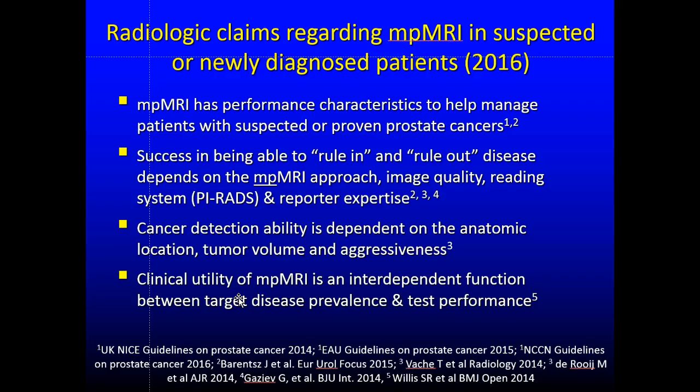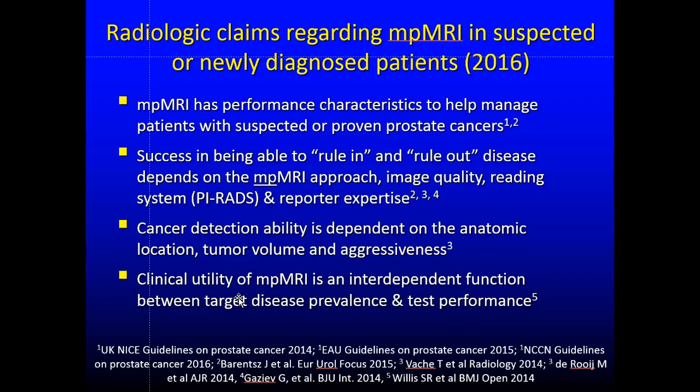So we claim that MRI has the performance characteristics to help manage patients with suspected or proven disease, and it's not only radiologists, it's the EAU, the NCCN, and even NICE agrees that MRI has a role. Our ability to rule in and rule out disease depends on the multiparametric approach, and we will discuss this in a second. But image quality, the reading system, and the reporter's expertise are also very strongly important for this success.